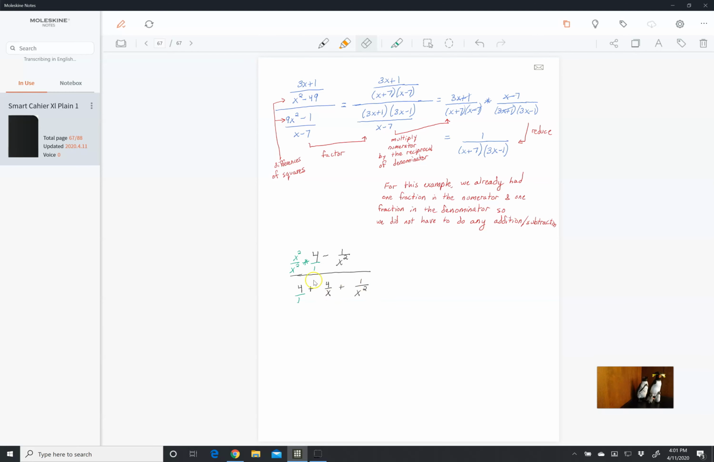Now we can do the same thing with the denominator. What do the other fractions have that this one doesn't? Well, this one has an x and this one has an x squared. So we can just multiply by x squared, because the x squared includes this x here. There's no reason to include it separately. So we're going to multiply this by x squared over x squared.